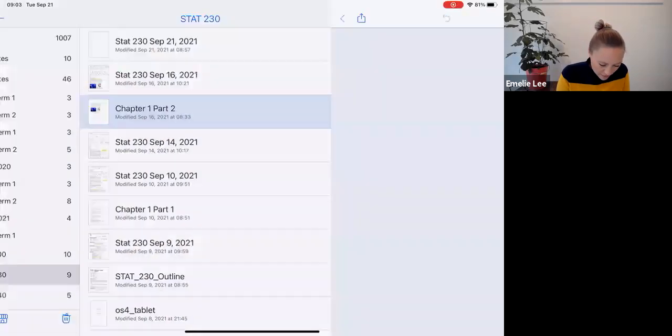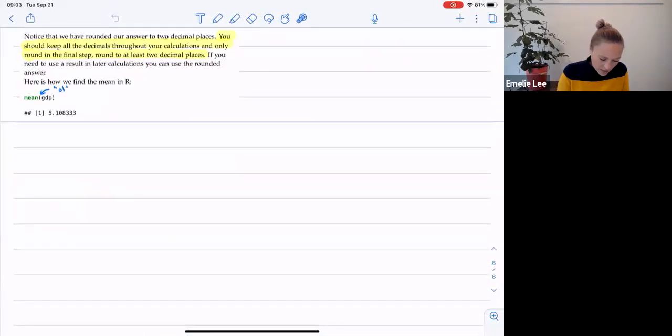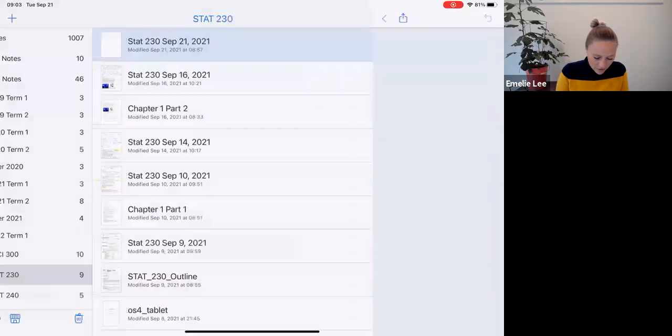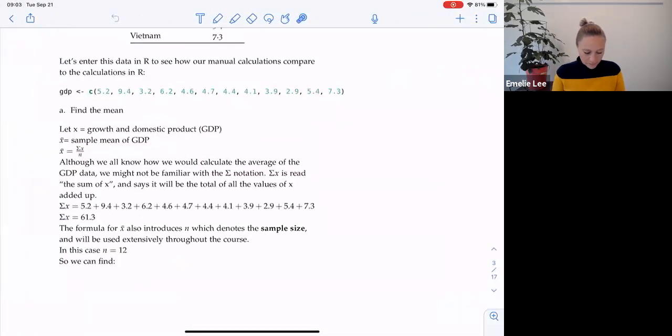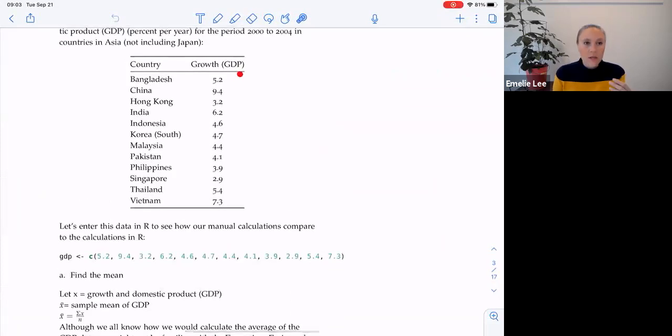I think I confirmed earlier, but let me just check. Yeah, so where we ended off last day was talking about the mean. The mean is just the average of a bunch of numbers. In this case, it's the average of these numbers here, which we denote by GDP, or in general, we denote it by X. And to find the sample mean, because this is a sample, we would add up all our X's, so the sum of the X's divided by N, where N is our sample size.